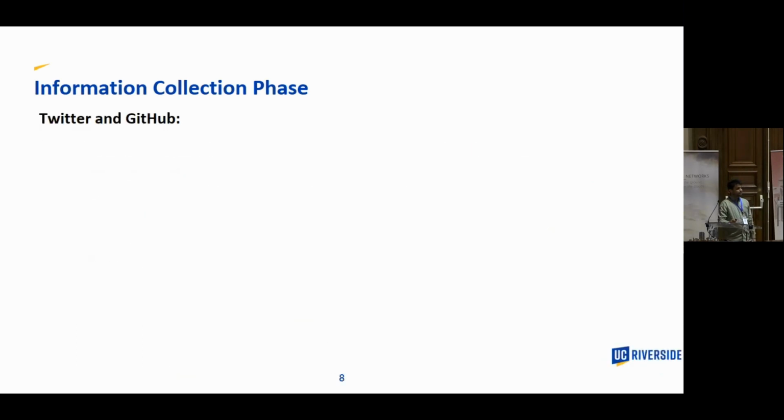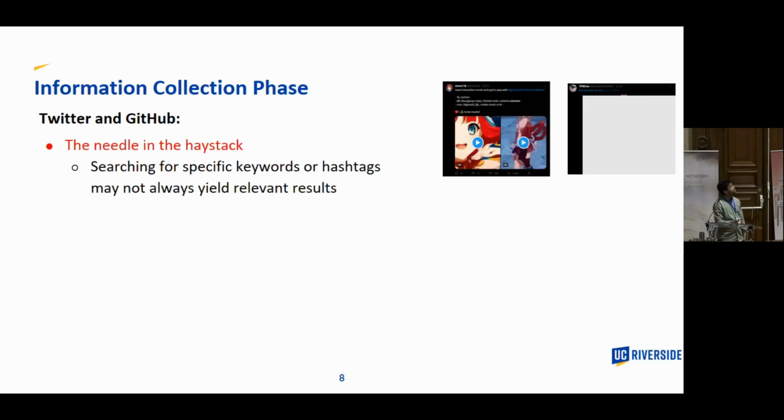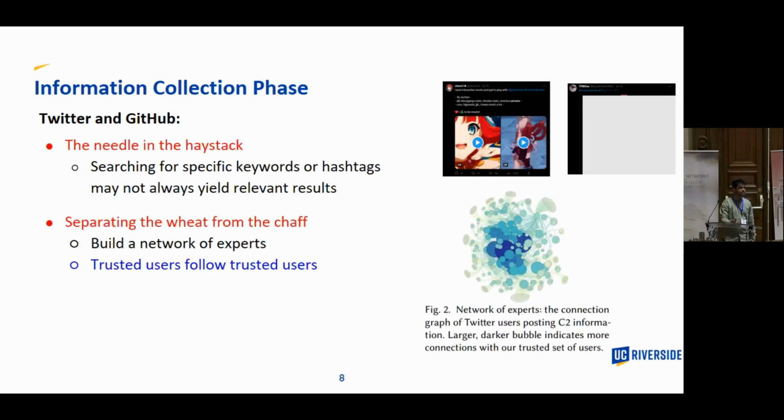The novel source of information that we use in this paper is particularly from Twitter and GitHub. What we find is the community is well aware of spreading C2 server information, but it is too distributed to get information quickly, and we build a system to get this. But finding information from Twitter is like finding a needle in a haystack, and searching for specific keywords or hashtags may not always give relevant results.